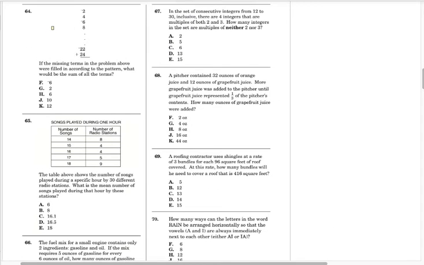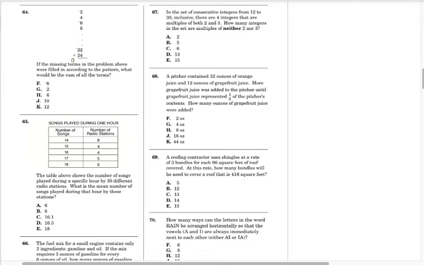All right, 64. We got a pattern with a gap in it. They want to know the sum of all the terms. So I'm going to make these into little groups. We've got -2 and 4 as our first group, -6 and 8 is our second, and -22 and 24 is our third. So each group is worth 2 points, right? 4 minus 2, 8 minus 6, and 24 minus 22. So how many groups are we missing? We're missing -10.